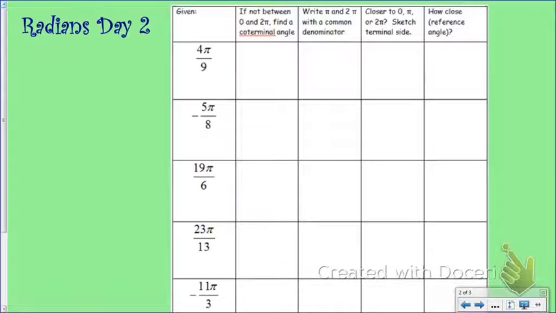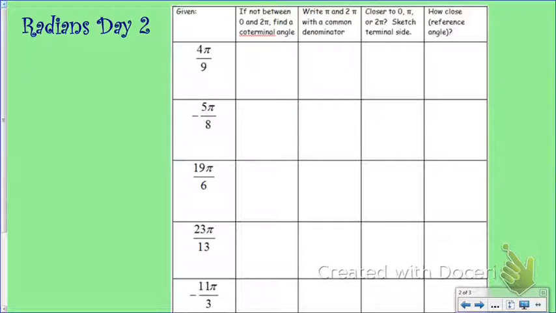So the first thing we're going to look at is this little chart that you guys have. You can either redraw this yourself or just glue it into your notebook. What we're going to do is take each angle that's on the given side and graph it, and we're also going to find the reference angle. And this just gives us a step-by-step process to hopefully make this a little bit easier.